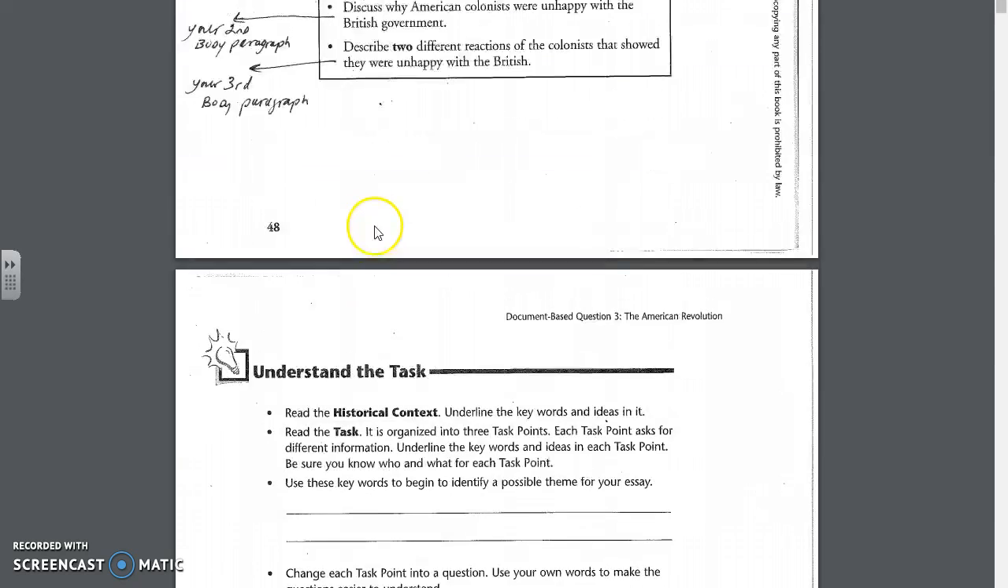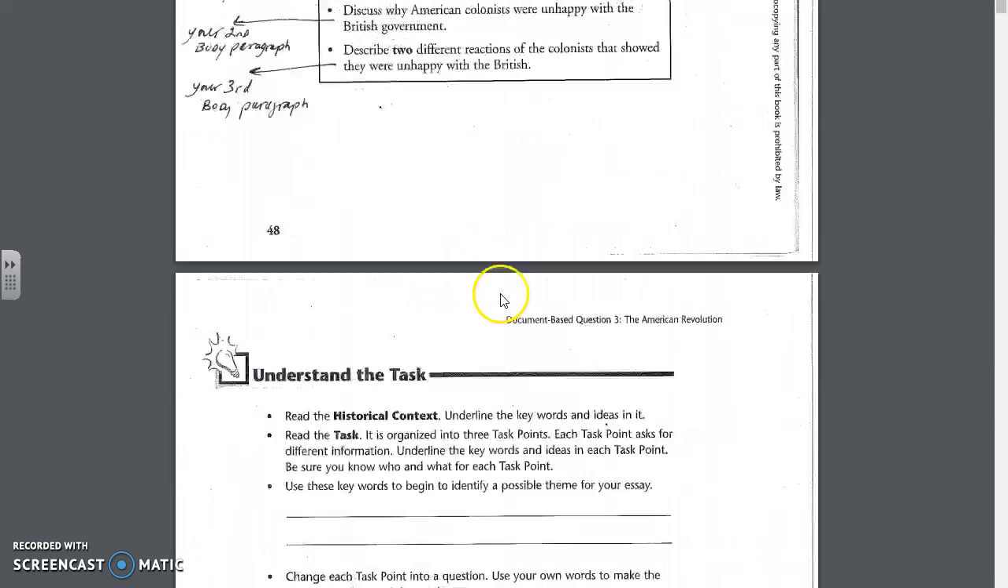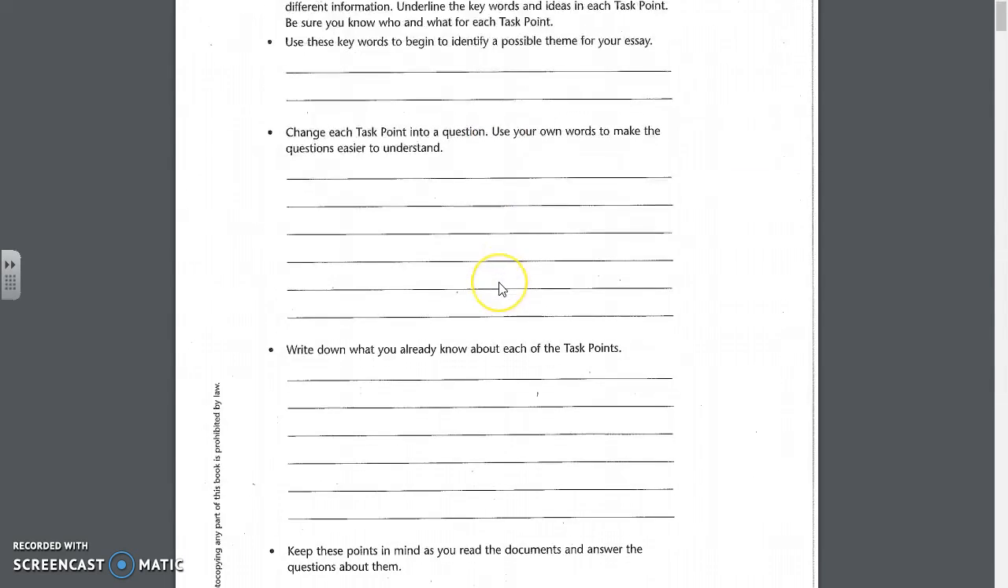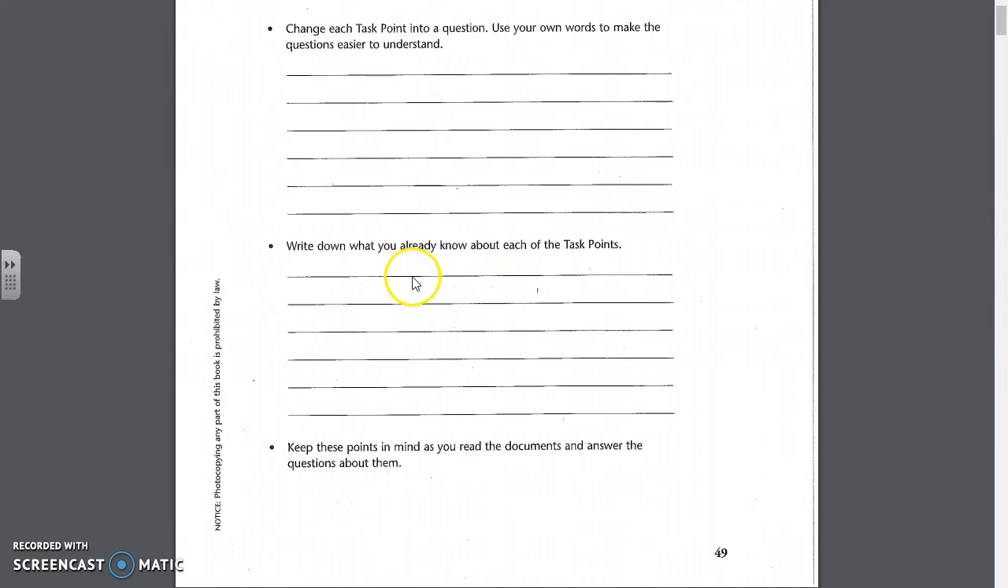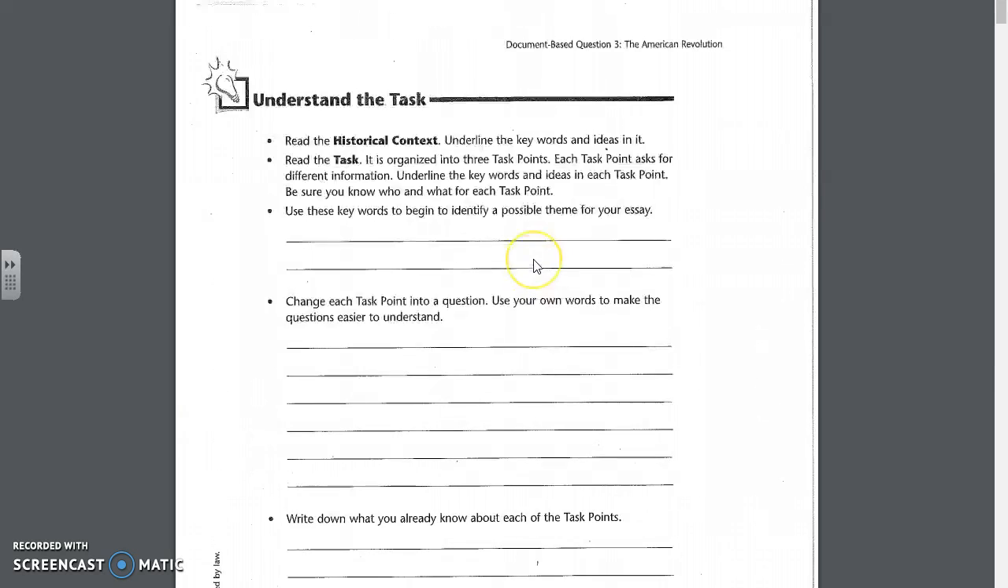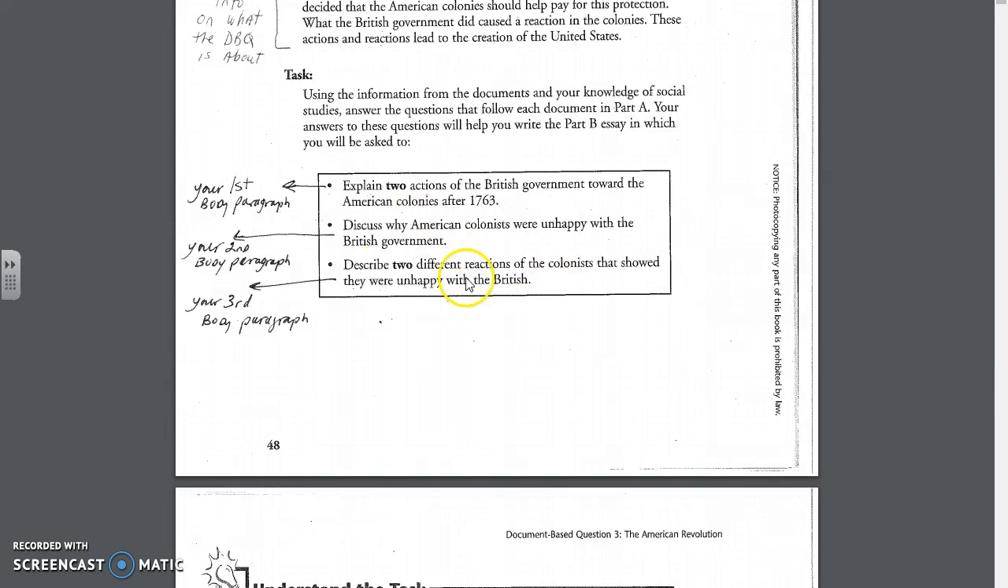And then you'll do the same thing for task 2 and task 3. Rewrite those in your own words into questions. Okay? Finally, after that, write down what you already know about each of the task points. You are going to be amazed at how much you know and how much we've actually covered, not only this year in class so far, but in your previous years in social studies and your outside knowledge of social studies.